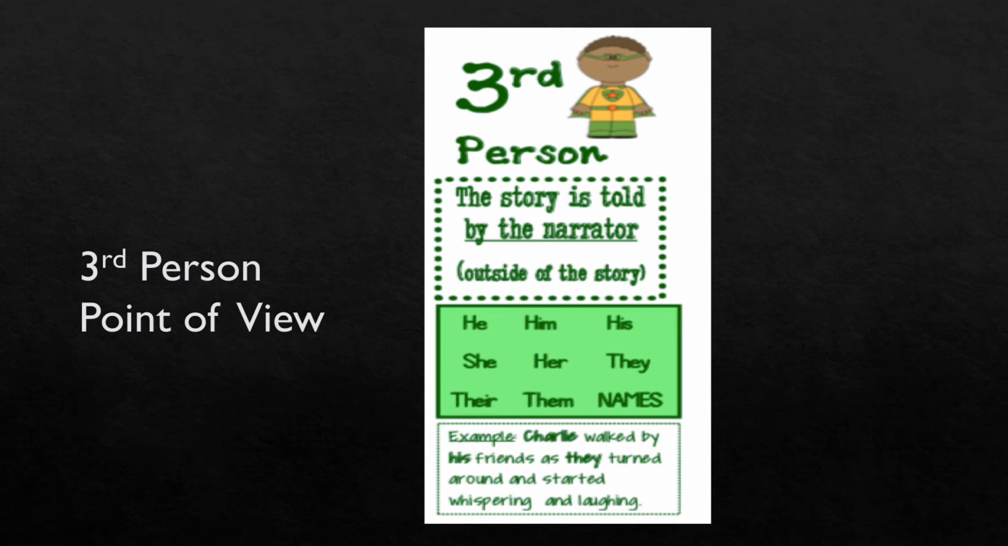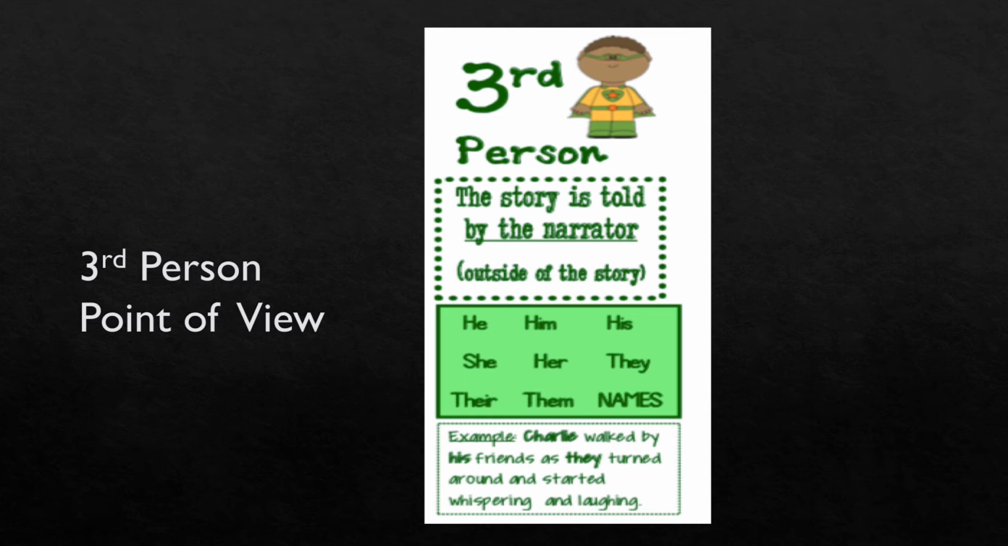Lastly, let's discuss third person point of view. In third person point of view, the story is told by the narrator from the outside looking in. So when I say this, I want you to think about if there was something happening outside on our schoolyard and you had to go to one of the adults to tell them what is happening or what happened. This is the same way as you are the narrator describing and telling about what occurred out on a playground.